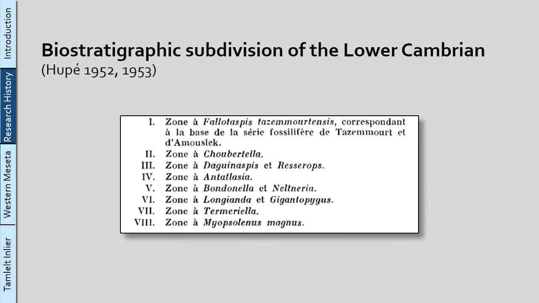Merely as a byproduct of his initial studies, Huppé introduced the first detailed biostratigraphic scheme for the fossiliferous Lower Cambrian or Georgien in the Western Anti-Atlas. All zones are based on trilobite genera or species, and this scheme is also the first ever proposed detailed biostratigraphical subdivision of Lower Cambrian successions.